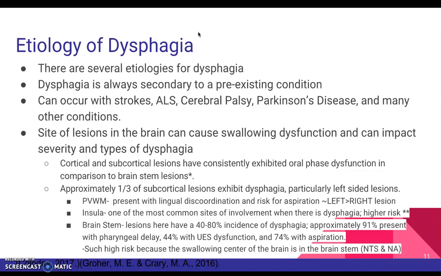So the one that has the most involvement, and the most common, is the insula. Brainstem has a huge incidence for dysphagia because the swallowing center of the brain is located in the brainstem, with the nucleus tractus solitarius and the nucleus ambiguus, which is called the swallowing center.